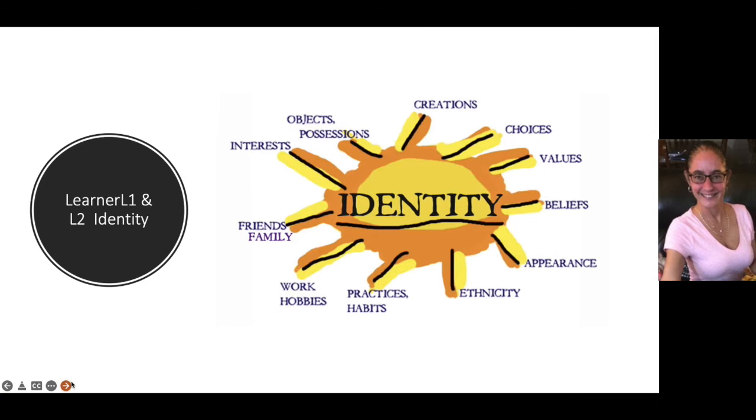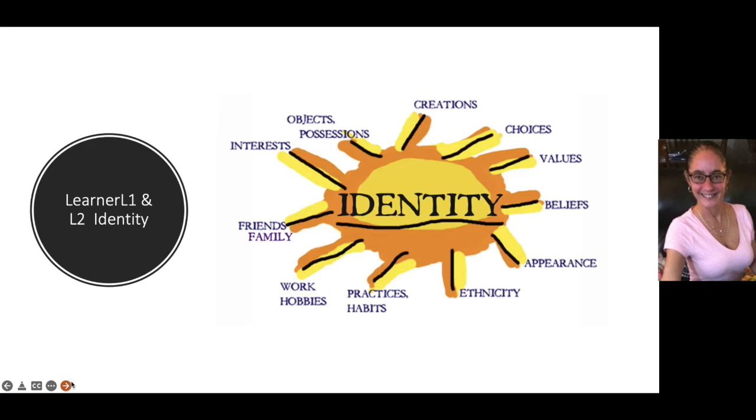Objects and possessions. What things do they have that really inform who they are, that are dear to them? Maybe they have an object from a grandmother, very dear in their L1 identity and informing them, but does that come into play in the L2? And then their creations: what do they create in and outside the classroom? And choices: what choices do they make and how do those choices inform them? And finally, we end up with values, which is very close to where we started with beliefs. And do those values change within an L1 identity or an L2 identity?